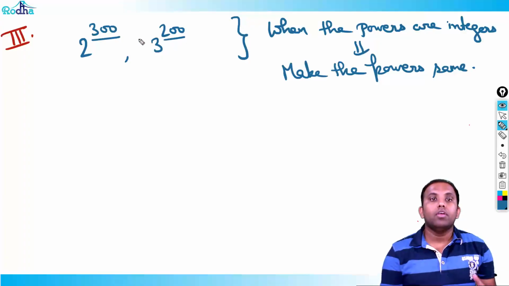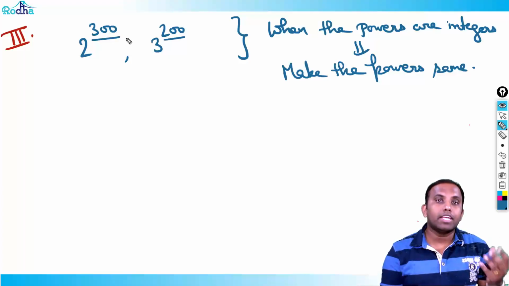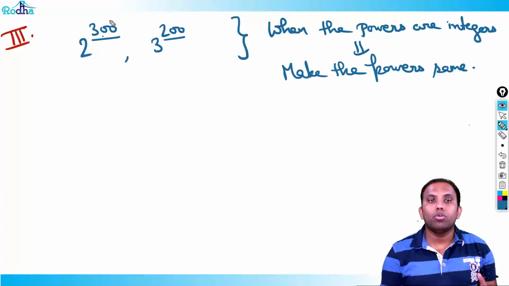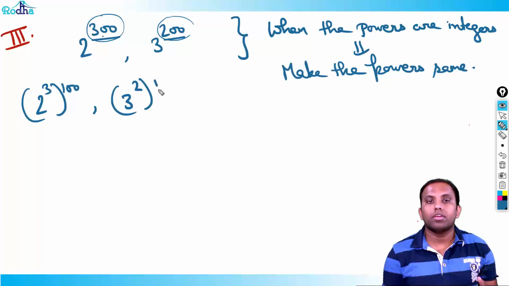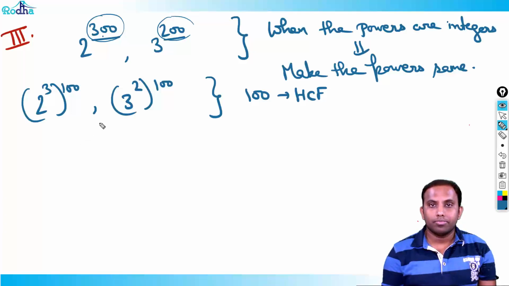So between the powers, which is the HCF, or the highest common factor? So for both these numbers, 100 is common. So we'll take 100 out. It becomes 2 cube raised to 100 and 3 square raised to 100, because 100 is the HCF, that is the highest common factor. Okay. So now it becomes what? It becomes 8 raised to 100 and 9 raised to 100.